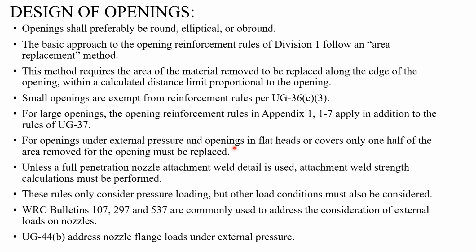For an opening under external pressure, or an opening in a flat head or cover, 1.5 times the area removed for the opening must be replaced. This again falls into the area replacement factor only. This we will see in the next video. Unless a full penetration nozzle attachment weld detail is used, attachment weld strength calculation must be performed.